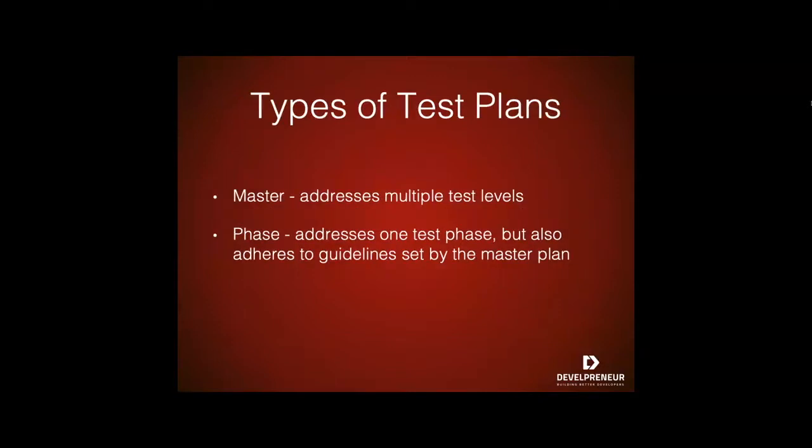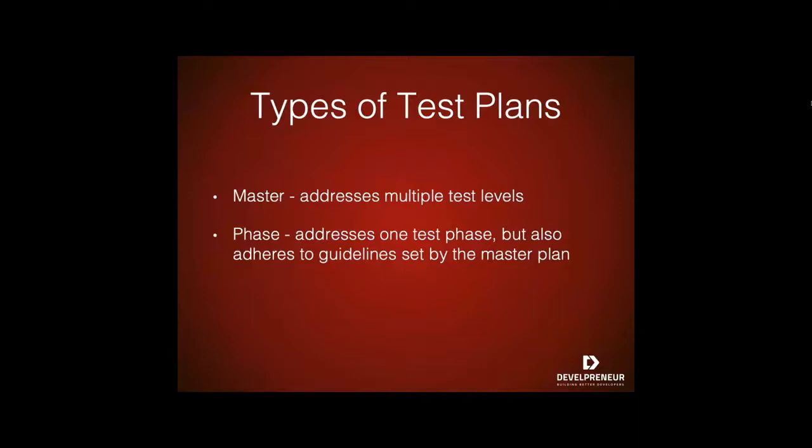Types of test plans? Well, there are generally a couple different types of test plans. Typically, you have your master test plan, which addresses multiple test levels. And then you have what is known as a phase plan, which is a test plan that typically addresses one test phase, but also adheres to the guidelines set by the master plan. These plans can consist of different levels and types, depending upon the scope of the testing. Some examples are level-specific, which could be unit testing, integration testing, system testing, regression testing, and acceptance testing.